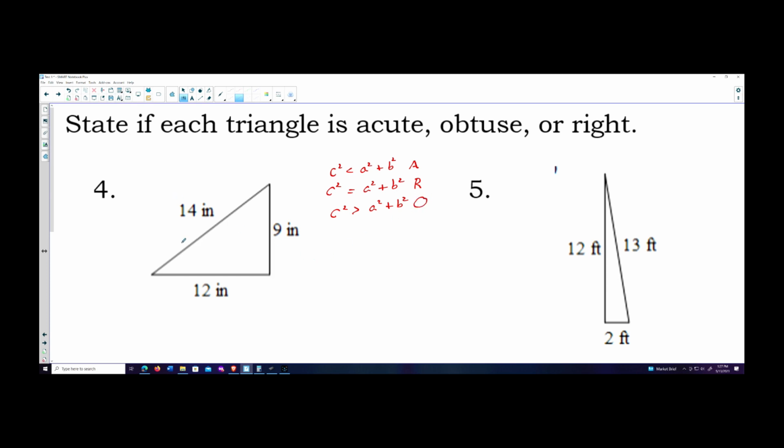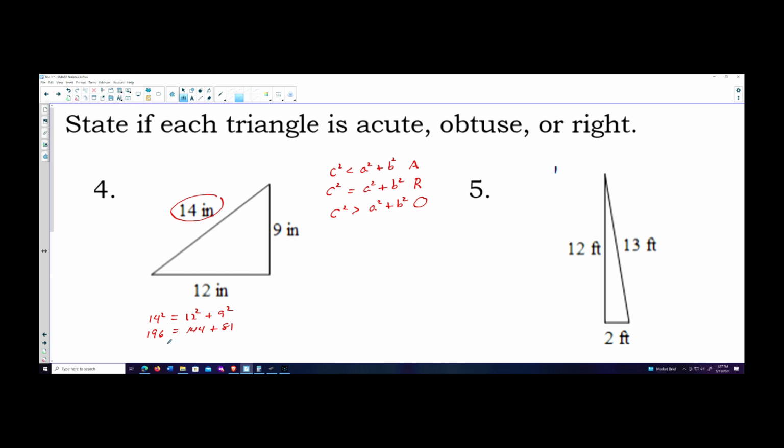So here we identify who would be C. C would be the greatest side, the longest side. So in this case, I put 14 squared, and compare it to 12 squared plus 9 squared. And I solve that. 14 squared is 196. I put equals for now. I check, that's 144 plus 81.